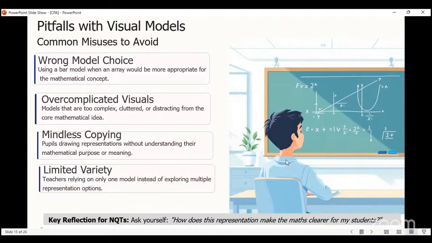Then limited variety. Try not, this week, to be using bar model only. If you've used bar model on Monday and Tuesday, if there is another model, use it on Wednesday. Just make sure it is appropriate and it will not cause confusion. It will not be complex and cluttered for the students.